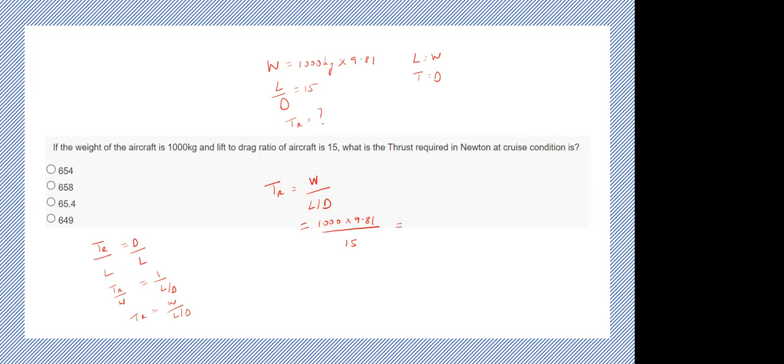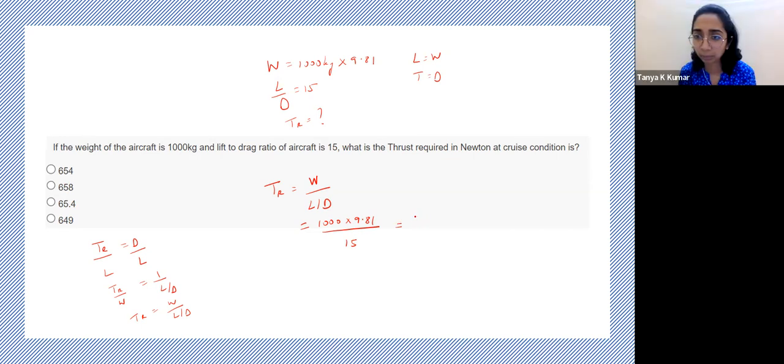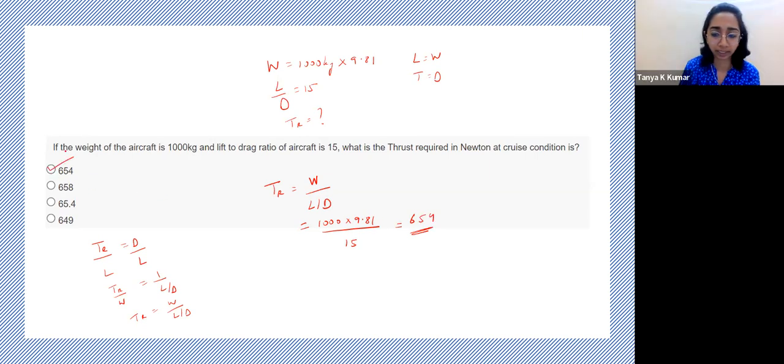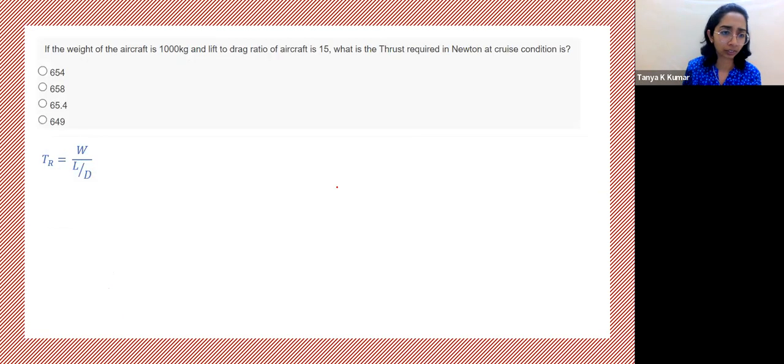Can you just calculate, ma'am? Option B, 658. Is it 658? Can somebody else confirm? Is it 658? I'm just going to go with that assumption, okay? Ma'am, 654 it is. Ma'am, 654. Okay, okay, 654. The correct option is A. So I've just given you the equation here. It's the same thing that we've done.